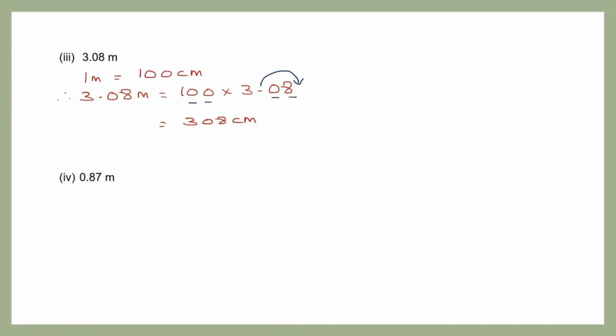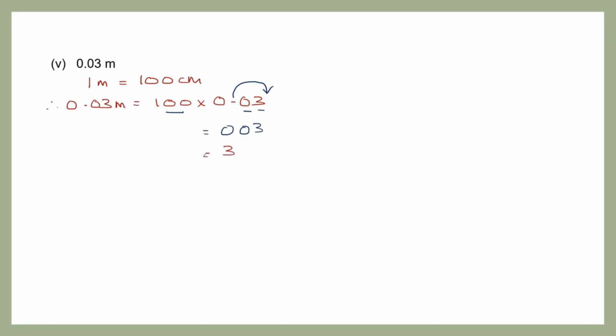Next question, 0.87 meters. So 1 meter equals 100 centimeters. Therefore, 0.87 meters will be 100 into 0.87. So when you multiply by 100, which has two zeros, my point moves two places to the right and comes here. So I get 87.0 or simply 87 centimeters.